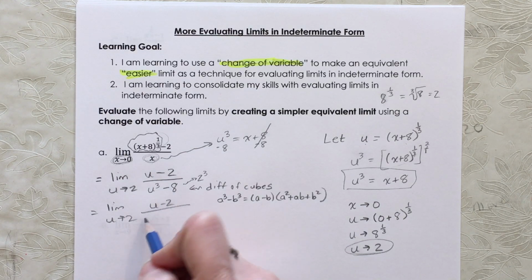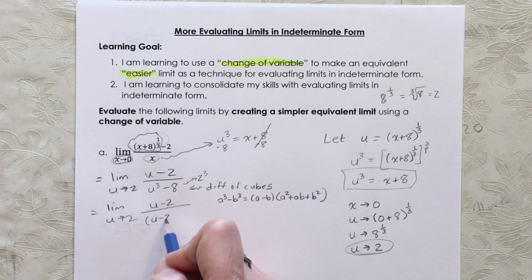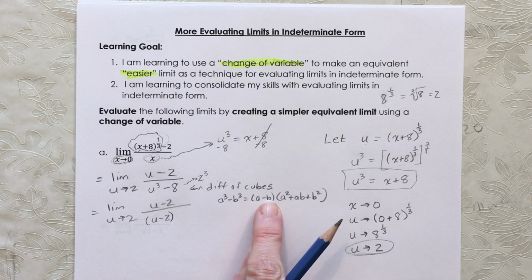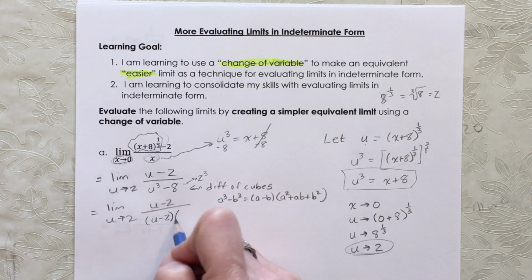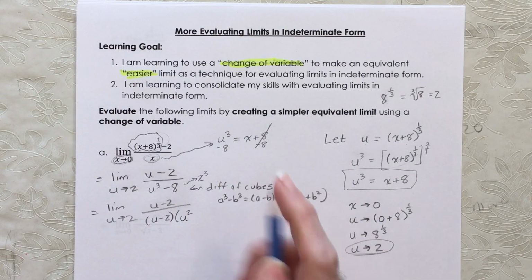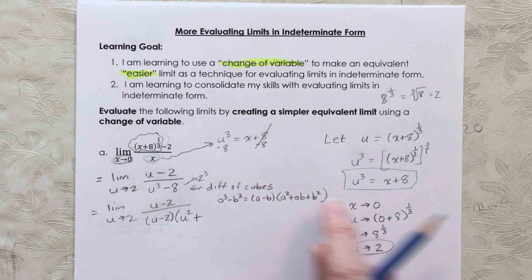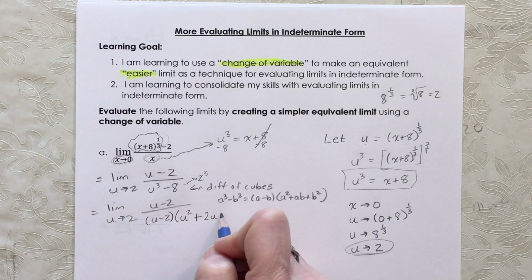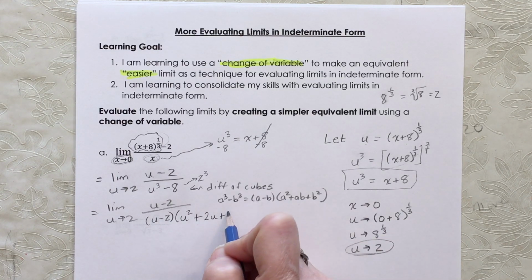So u cubed minus 8 is going to factor to give us u minus 2. So our a is u and our b is 2, times u squared, that's our a, plus our u times 2, which is 2u, plus b squared, so 2 squared, which is 4.